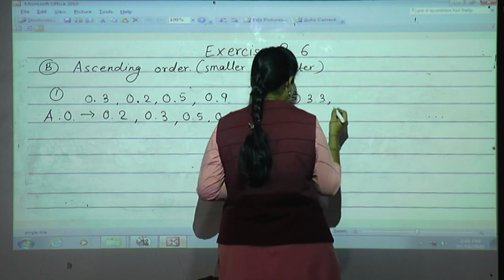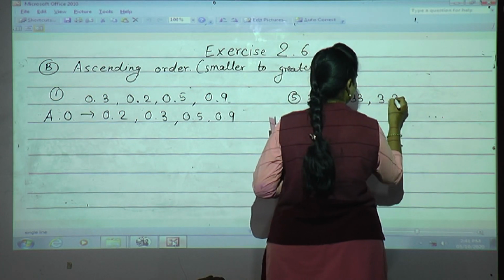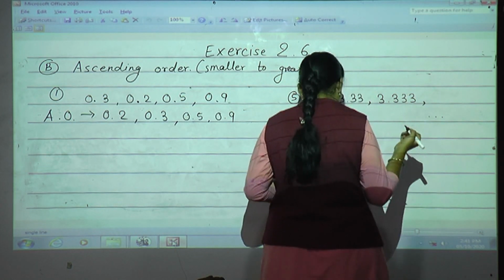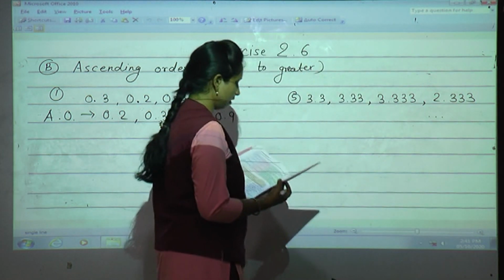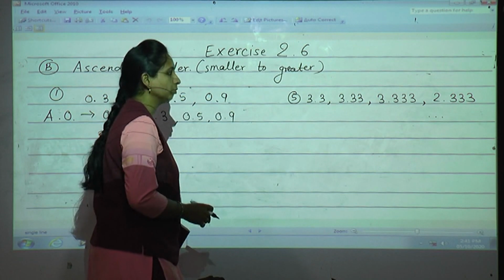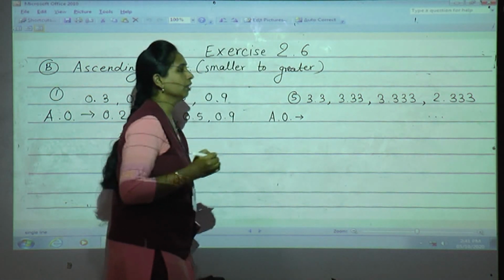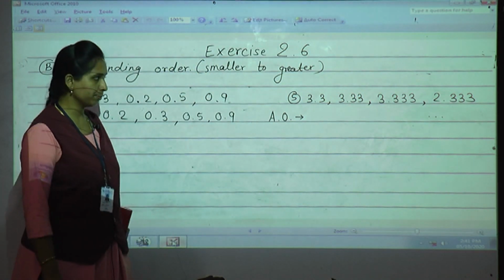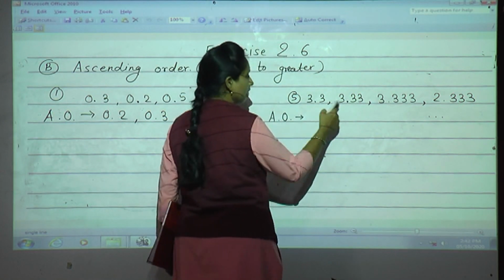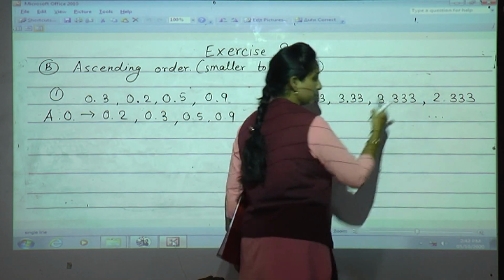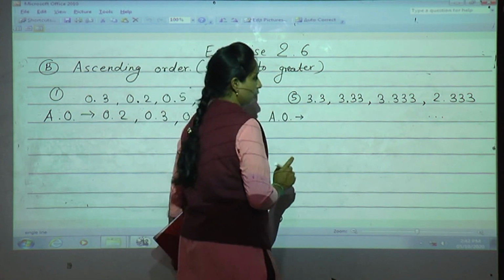See the fifth one, 3.3, 3.33, 3.333, 2.333. See, a very interesting question they had given. Now we have to arrange these numbers into ascending order. Okay. Now we have to start comparing with the whole numbers, or you can say before the decimal. See, before the decimal what are the numbers? 3, 3, 3 and 2. See, we got 2 first. 2 is the smaller number in the whole number place.